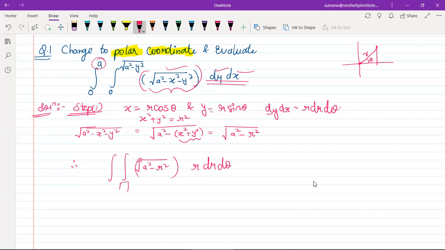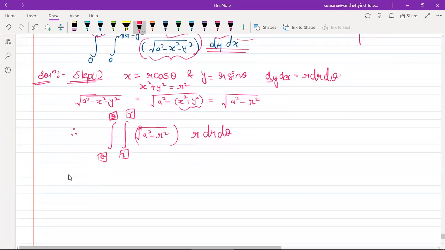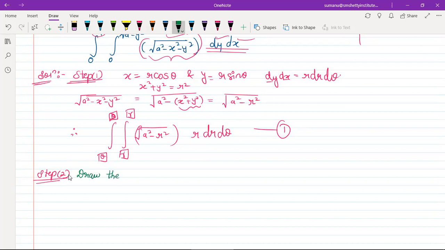Now you want the limit of r and limit of theta. ओके, सो r का लिमिट क्या होगा और थीटा क्या होगा वो हमें फाइंड आउट करना है. फॉर दैट व्हाट यू विल डू? So I'll just make it equation number 1. For that, I need to go to step 2. Step 2 will be what? Tell me, how will I get the limit for r and theta? You'll have to draw a diagram. Diagram of whom?